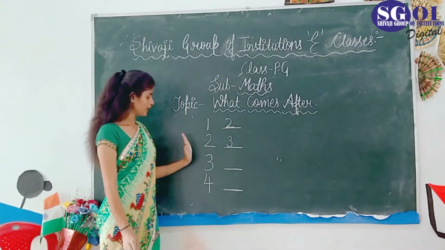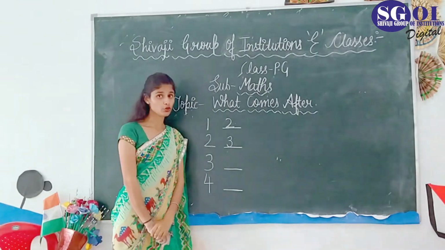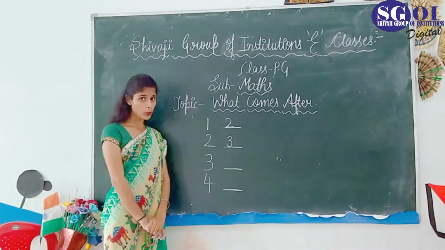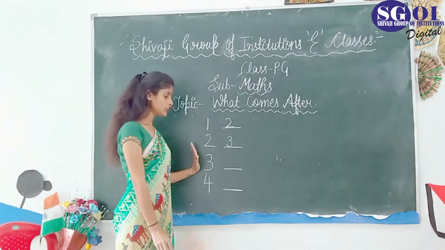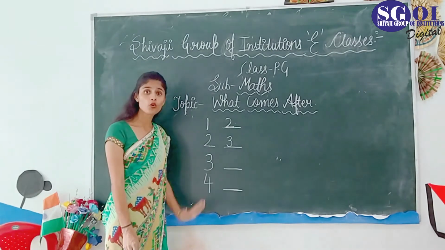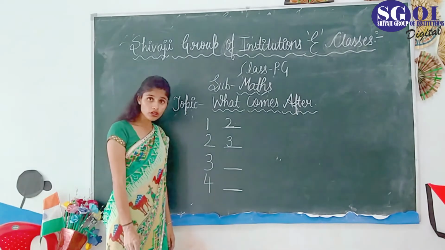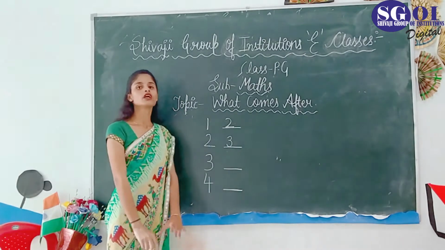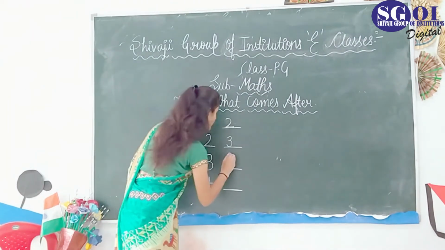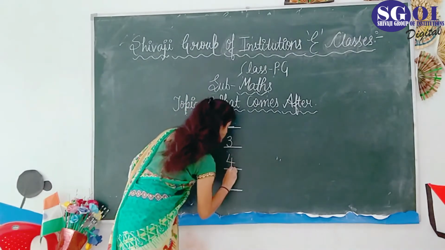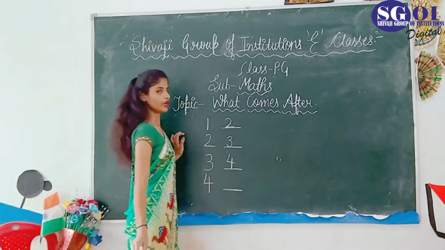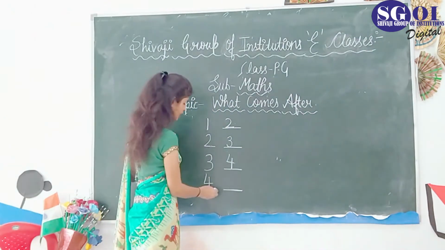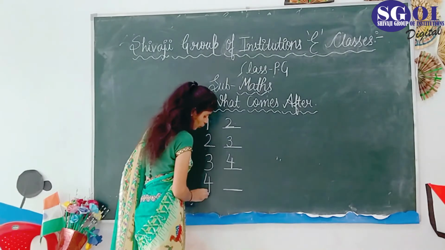Okay? Then what comes after 3? Do you know? 3 के बाद क्या आता है? आपको पता है? Okay, I'll tell you. After 3 comes 4. 3 के बाद 4 आता है. Just like this, we have to write 4. Okay? This is 4.